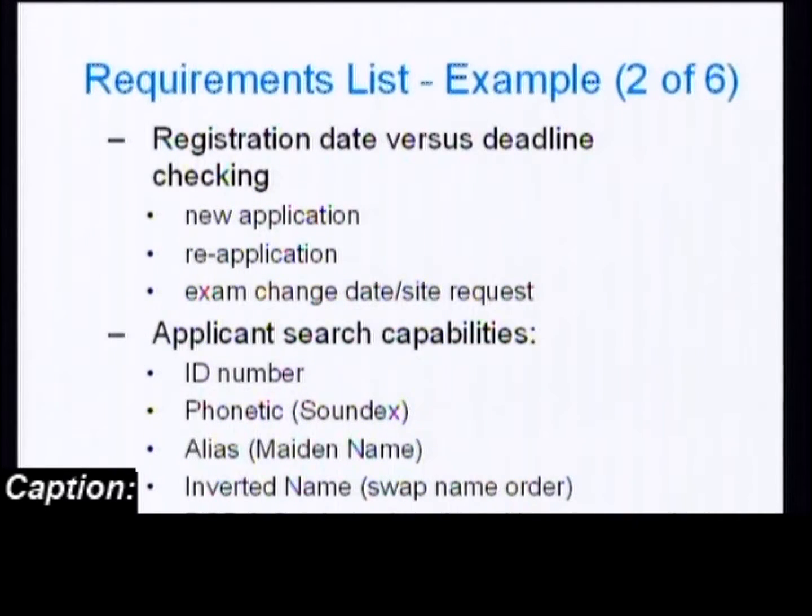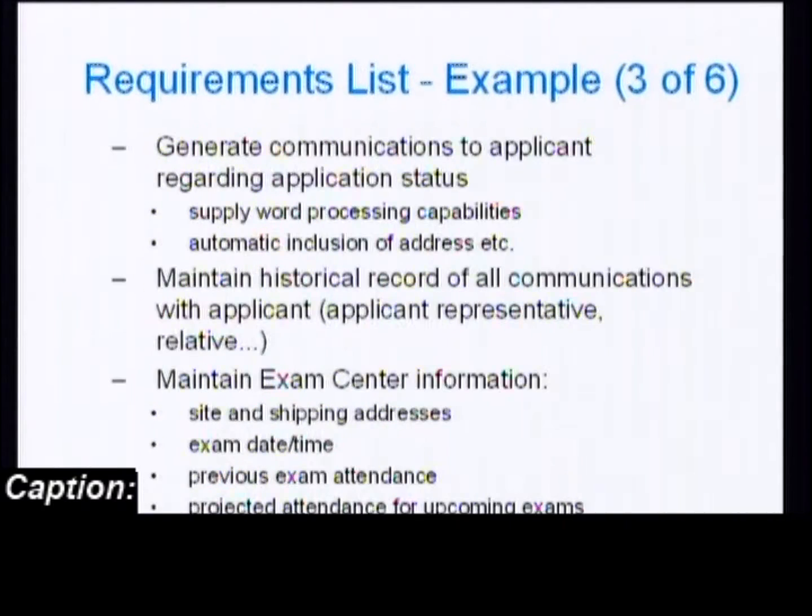Here are additional requirements, such as registration date versus deadline checking, and applicant search capabilities. We'll talk a lot about this later on. This was a very important requirement. Generating communications to the applicant regarding application status. You've already seen some things about this in the event list for CGFNS, and also on the state transition diagram example, where additional information or materials were required from the applicant, and they had to make sure they let them know.